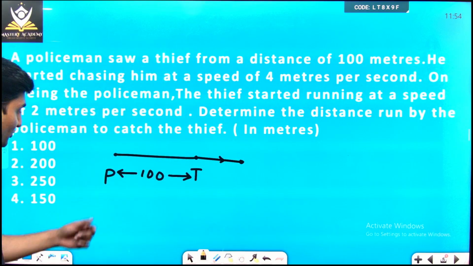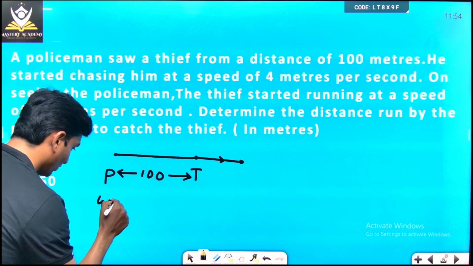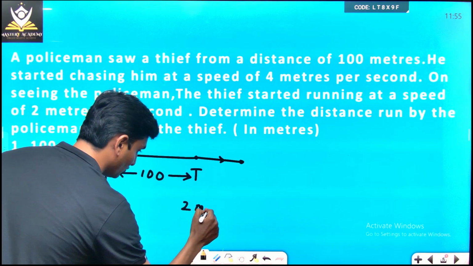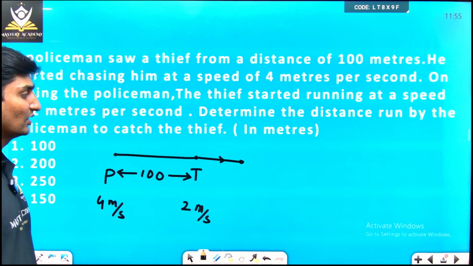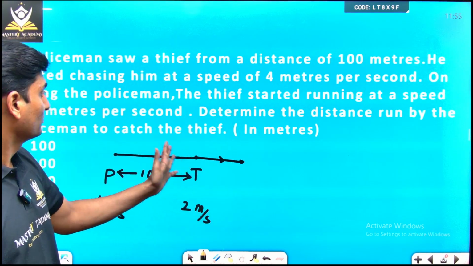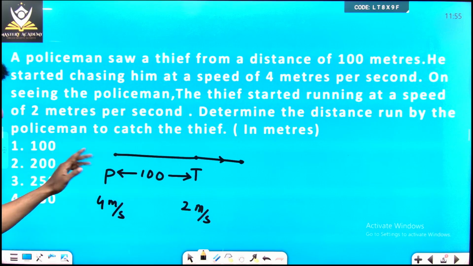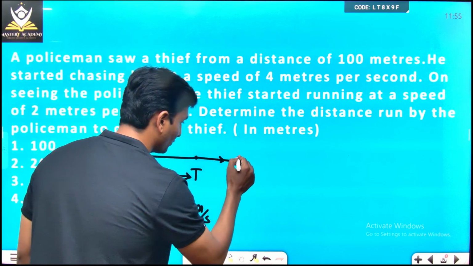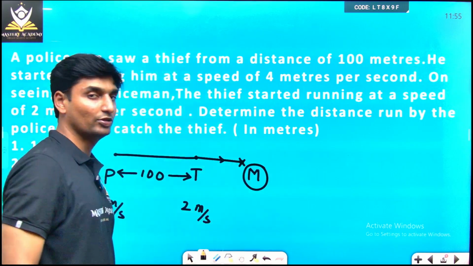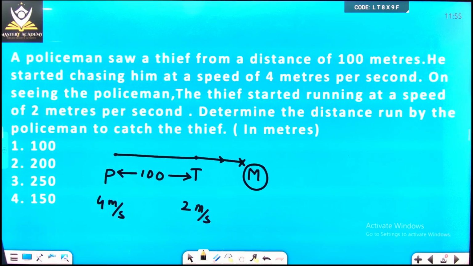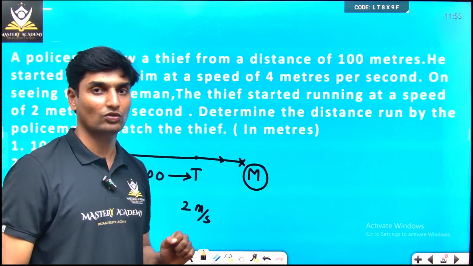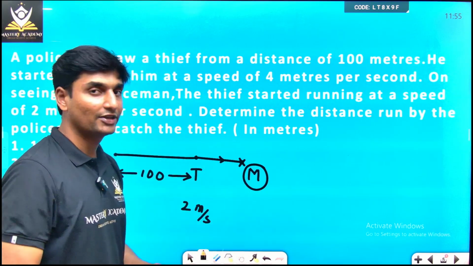According to the question, the speed of the policeman is 4 meters per second. The thief's speed is going to be 2 meters per second. After some time, the policeman caught the thief. Suppose at this point the policeman catches the thief. That point I'll take to be M. So determine the distance run by the policeman. How much is the distance that the policeman actually had to cover in order to catch the thief?